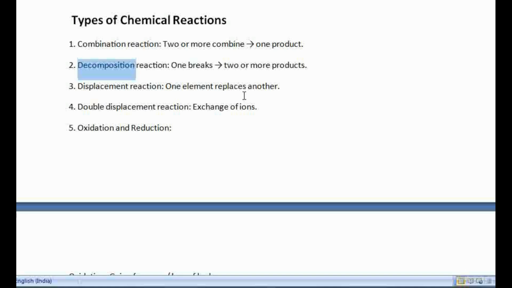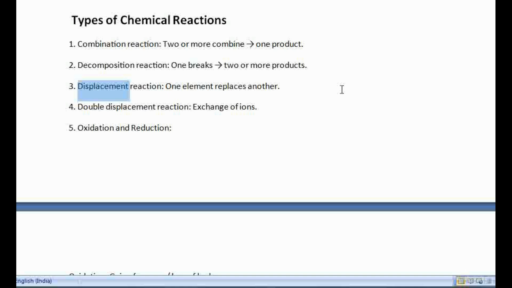Combination reaction is always opposite to decomposition reaction, means reverse method. And the third one is displacement reaction. What is that? One element replaces another. An example for the third one is Zn plus HCl gives ZnCl2 plus H2.